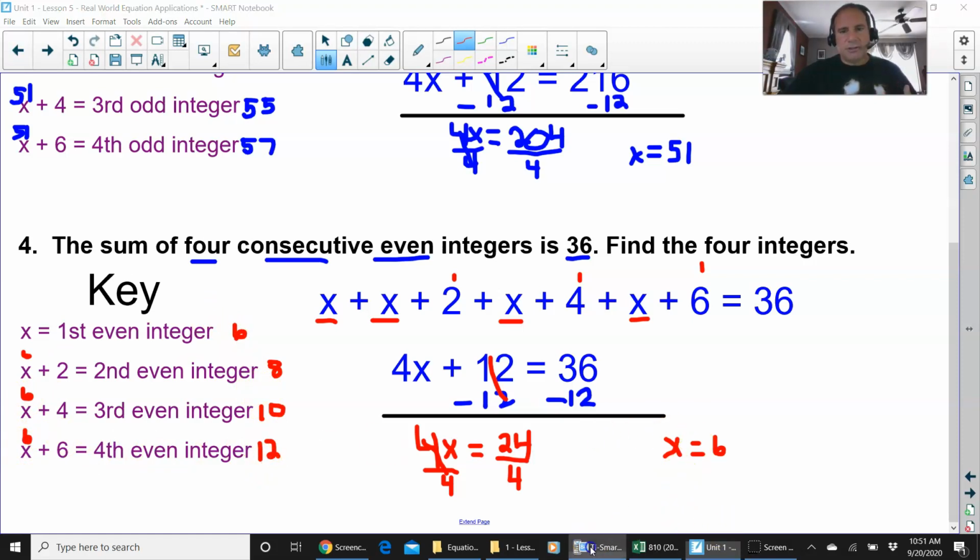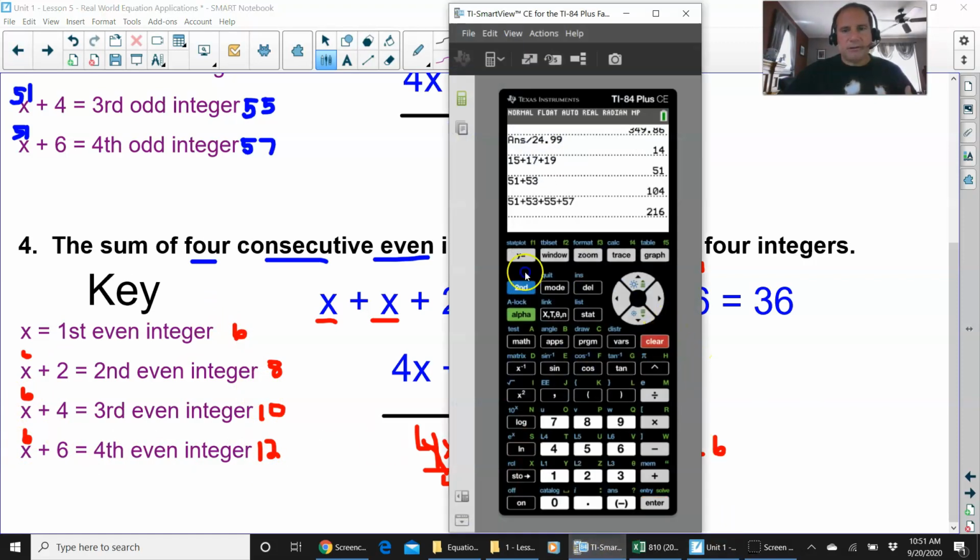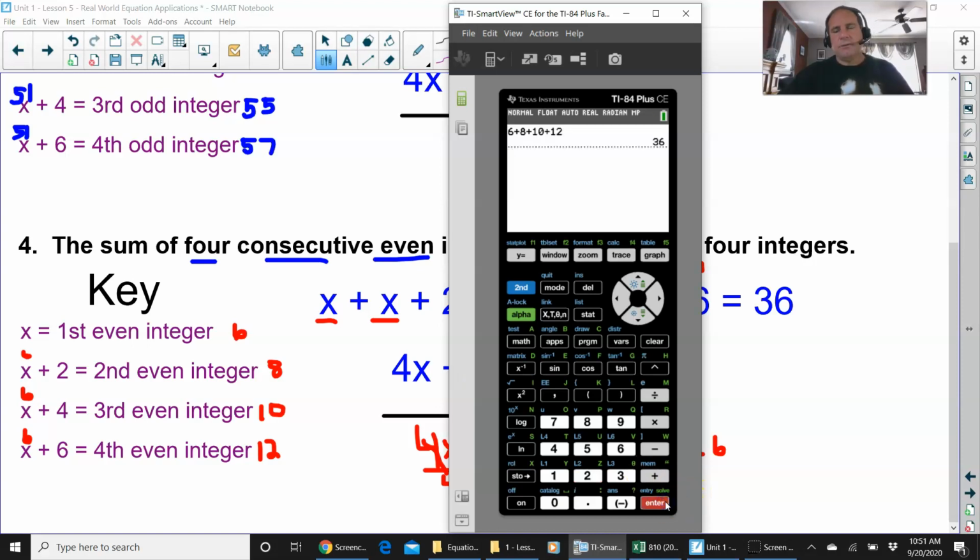Let's just double check in our calculator. I'm going to clear it out because it's getting kind of crowded. 6 plus 8 plus 10 plus 12 should be equal to 36. If it is, we are correct.